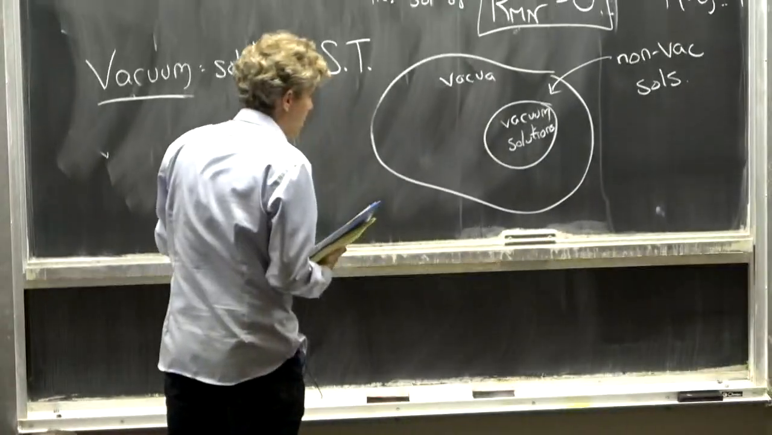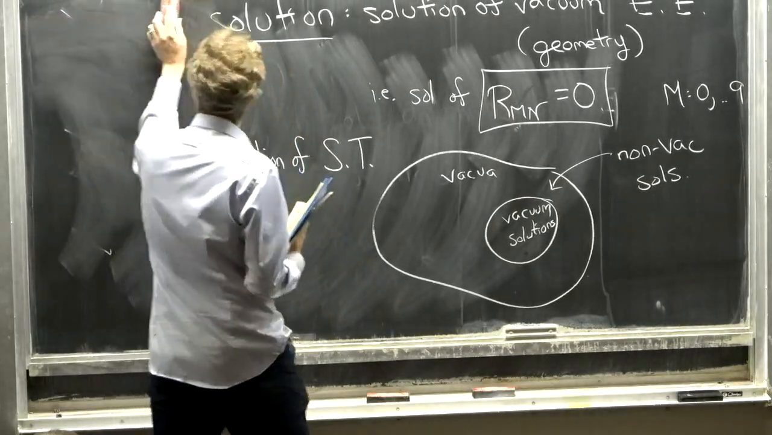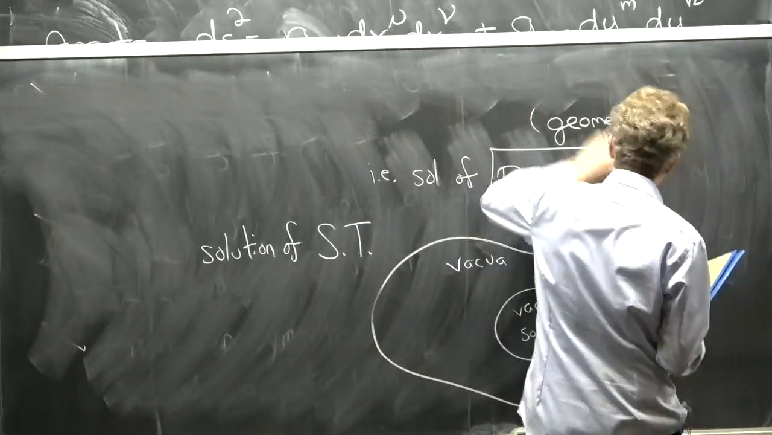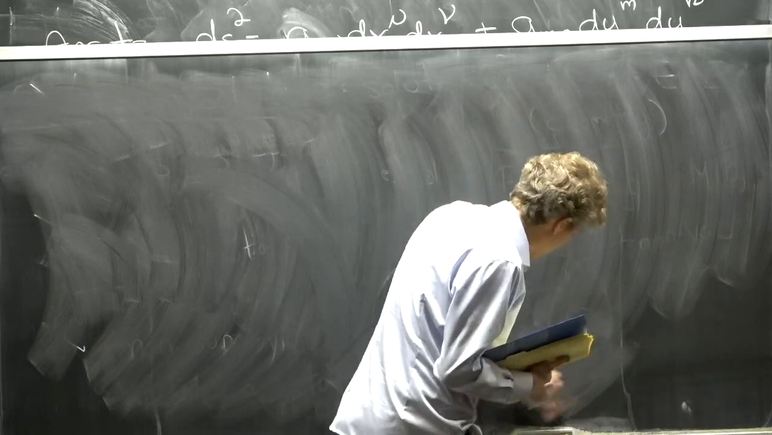So now I'm going to tell you, I won't prove to you, but I will tell you the result of a famous classification due to Berger in 1955, which tells us what possible holonomy groups you can get.